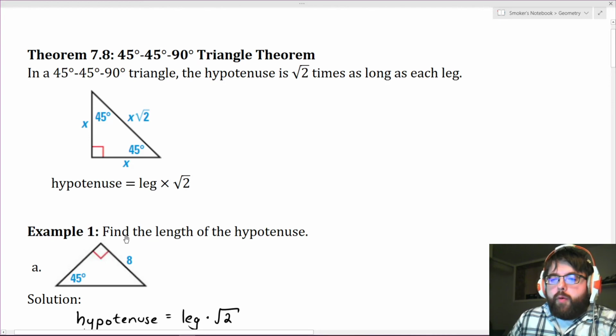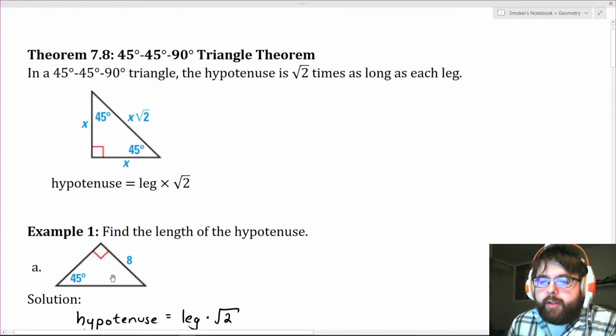Okay, so example 1. Find the length of the hypotenuse. We're given this right triangle. You can see it's a right triangle because of the red square. That's the 90-degree angle. This is 45. Remember that all three angles in a triangle add up to 180, 90, 45. That would leave 45 for this side, which means this is a 45, 45, 90 triangle.